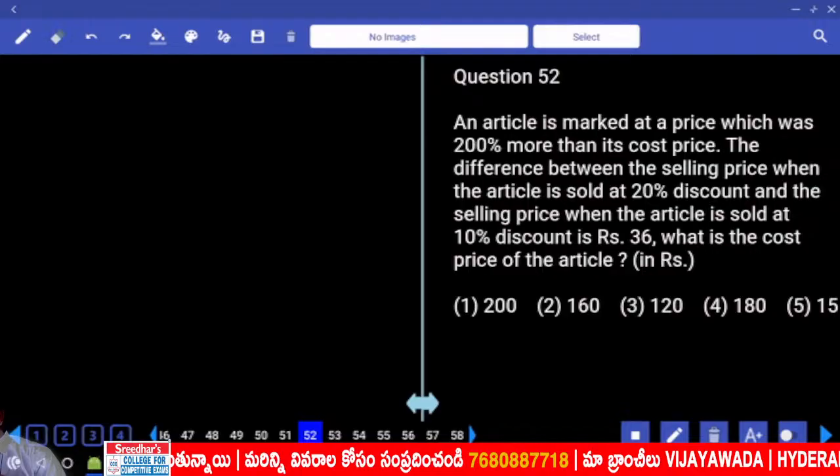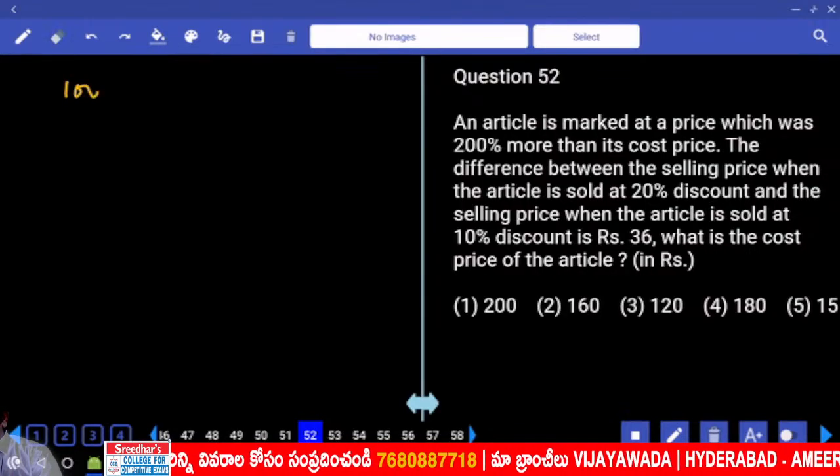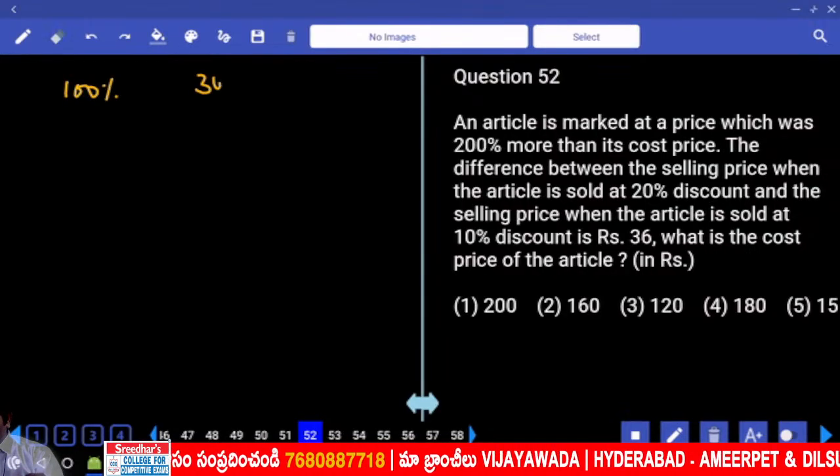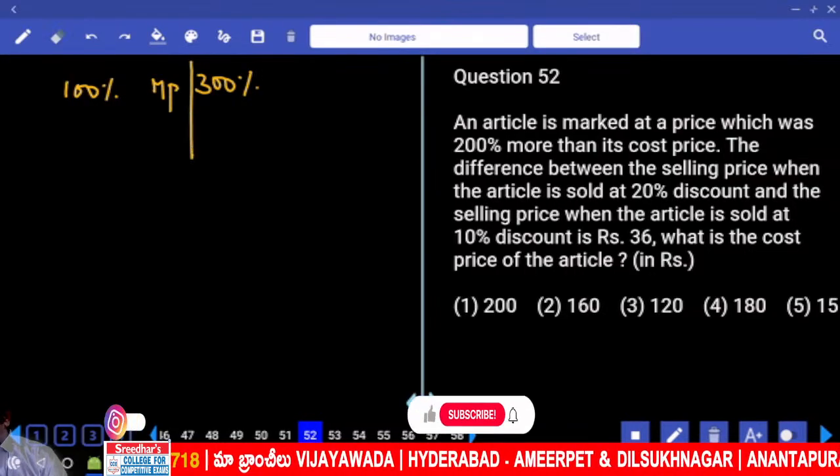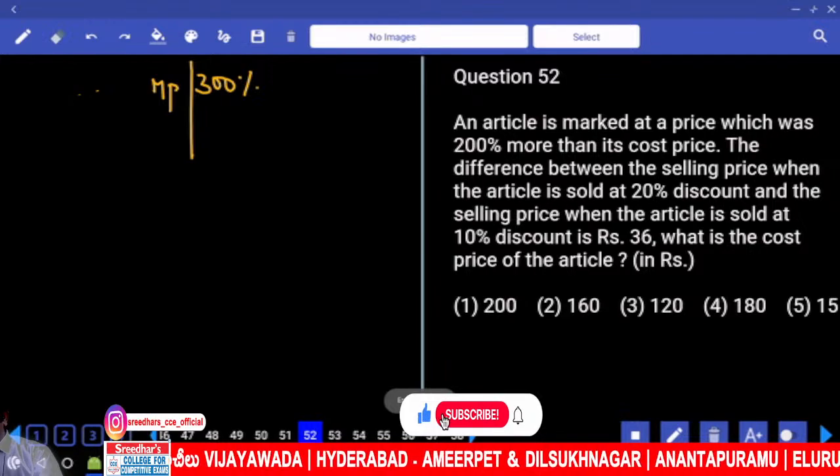Next. An article is marked at a price which was 200% more than its cost price. If the cost price was 100%, the market price is 300%. This is our market price, whereas cost price is 100. Okay, next, continue.